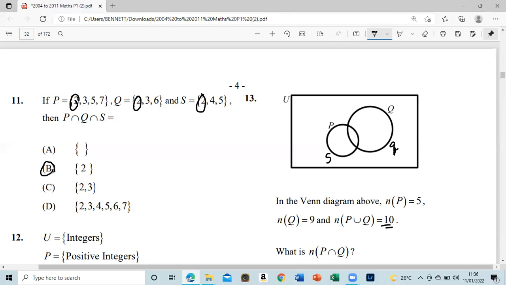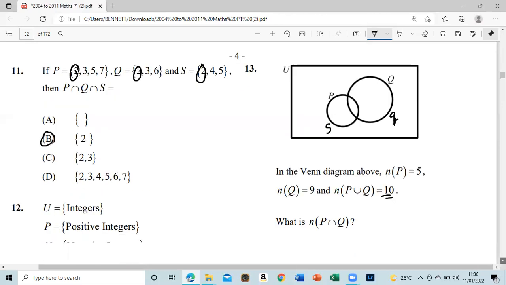Then P intersect Q is equal to, so it would be 5 plus 9 minus P intersect Q equal to 10, right? So this is 14 minus whatever that is, P intersect Q.